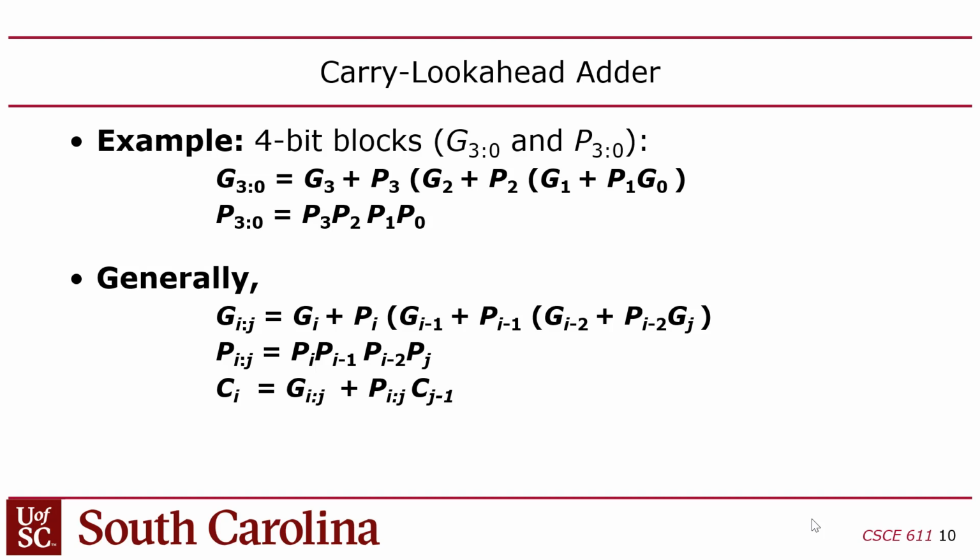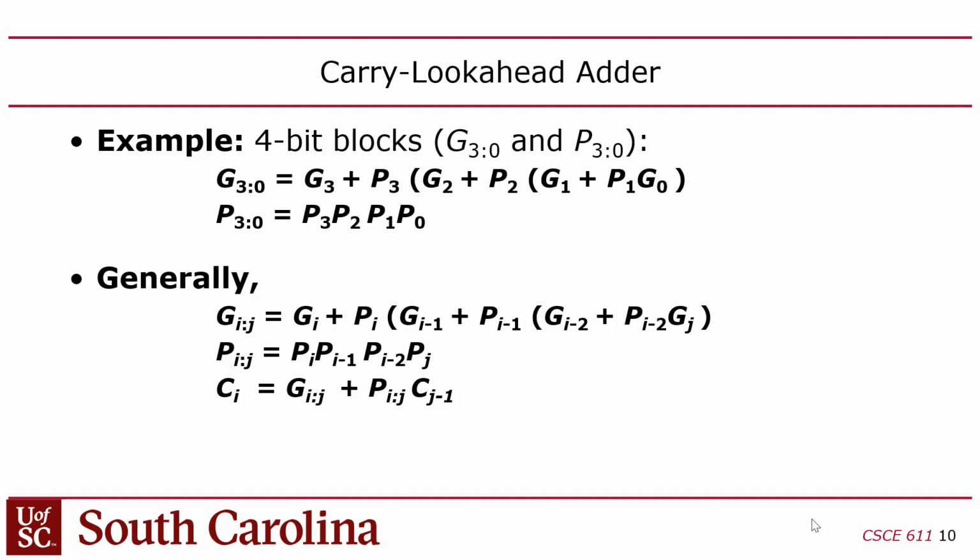generate 0 plus propagate 2, propagate 1, propagate 0, carry in 0. Okay? So if you look at this, it makes sense.